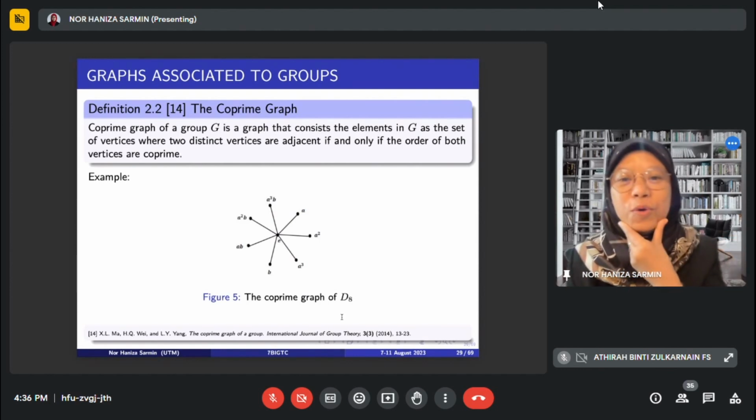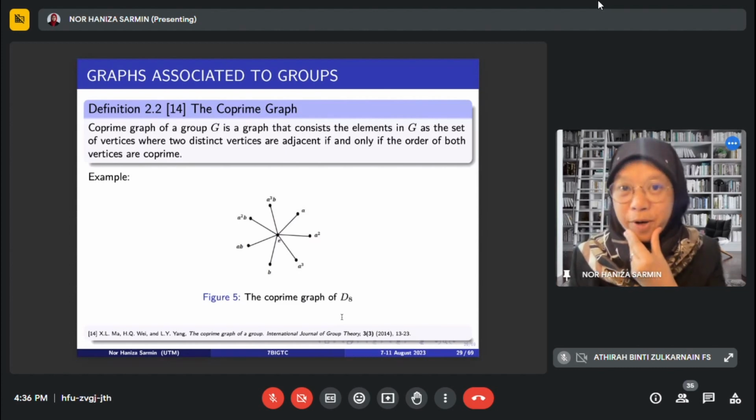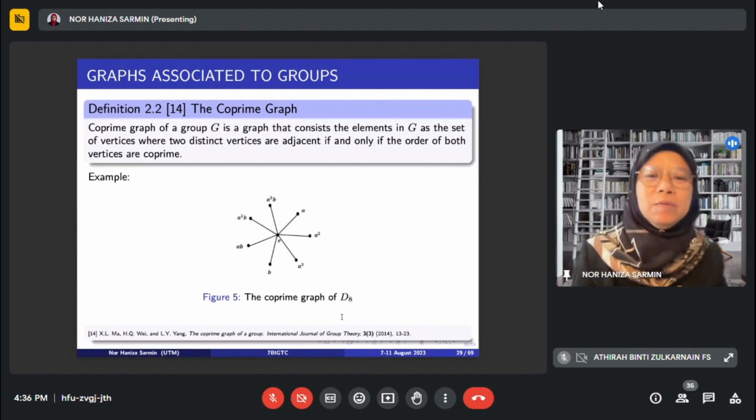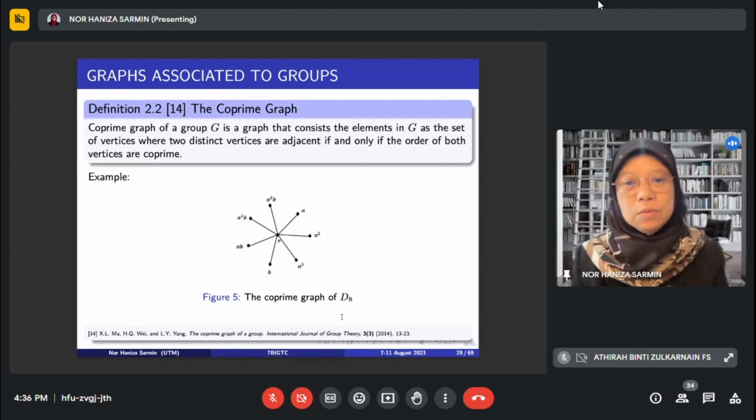So 1, 2, 4, and 8, and 1 to 4. So the orders are not co-prime. That's why we have a star graph. We have only 1 and 2. So 2 and 4 and others, they are not co-prime.